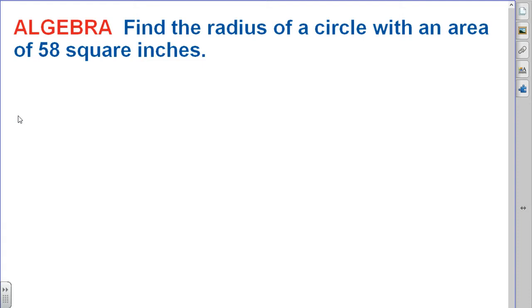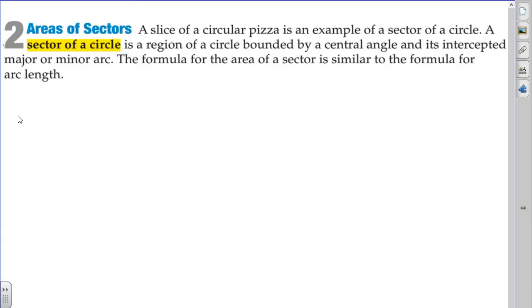All right, so the next thing we have to talk about is a sector of a circle. Okay, a sector of a circle. I like the way the book defines this. They really make it nice and, I don't know, reasonable. A sector is basically a slice of a piece of pizza in a circle.